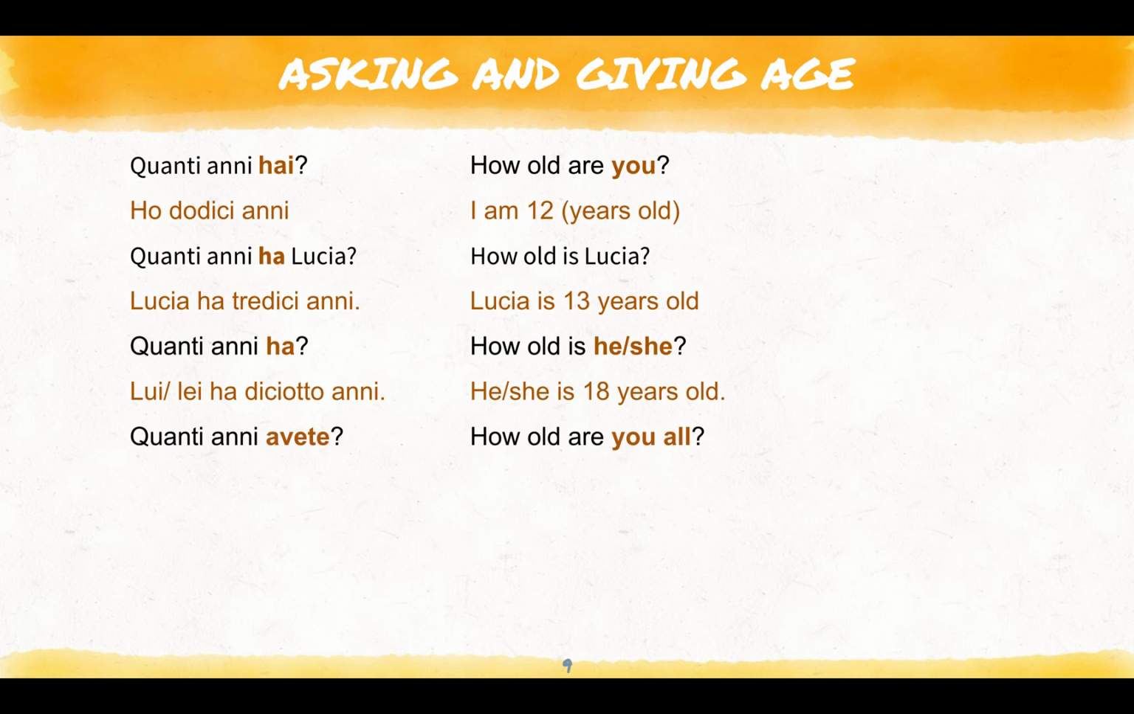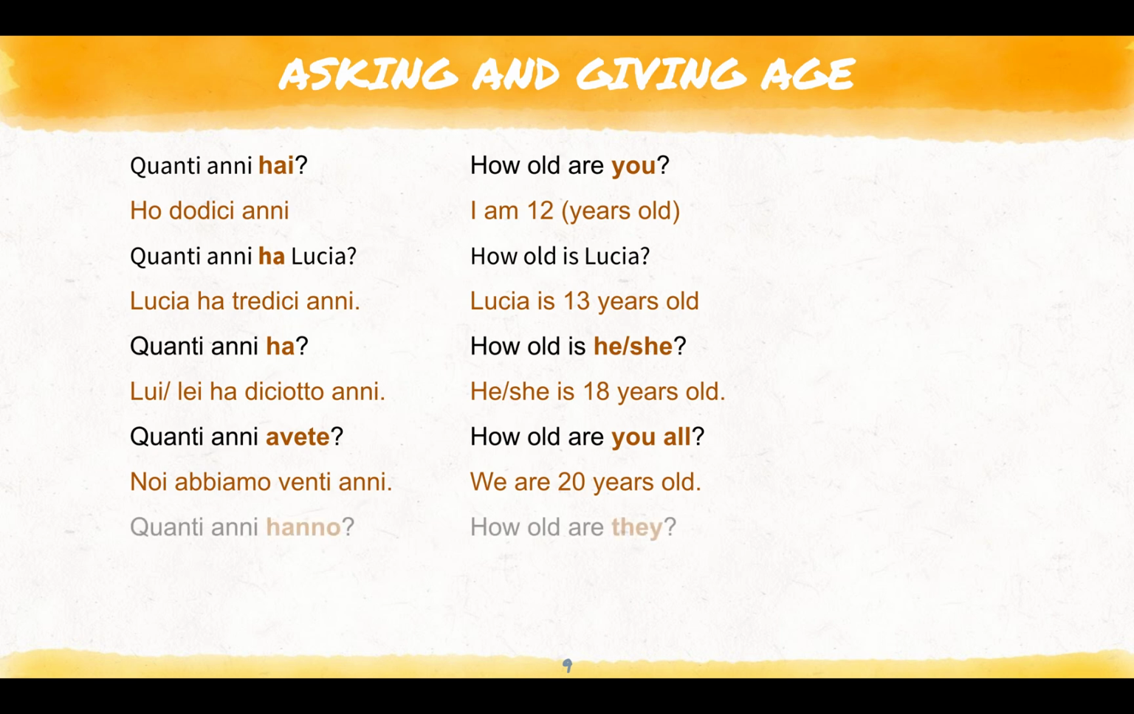Quanti anni avete? So voi avete, you all. Quanti anni avete? How old are you all? Noi abbiamo 20 anni, because if you're asked how old are you all, you would have to reply, we are 20 years old. Quanti anni avete? How old are all of you? We are 20 years old. Noi abbiamo 20 anni. We have 20 years.